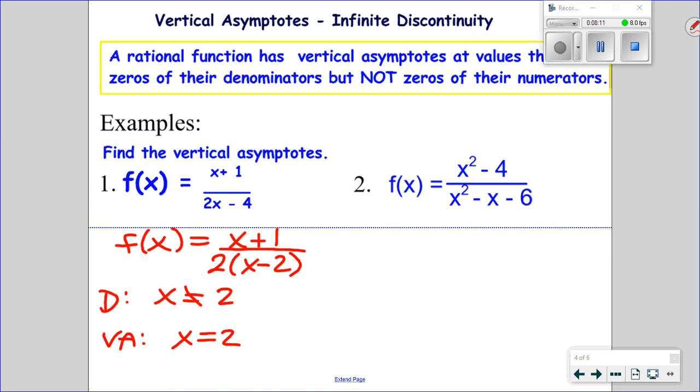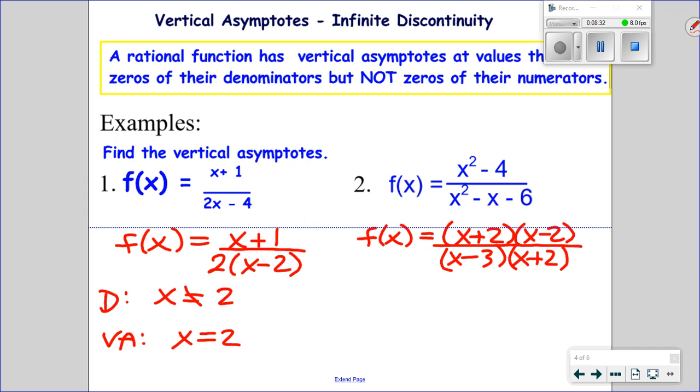Let's look at example number 2, and again, we're going to start by factoring. If I factor the numerator using difference of squares, I get x plus 2 times x minus 2 over, factor the denominator, I get x minus 3, x plus 2. Okay, now, notice that we have x plus 2 in the numerator and the denominator. Now, first of all, the domain of this function would be, again, zeros of the denominator. So x cannot equal 3 or negative 2, okay?